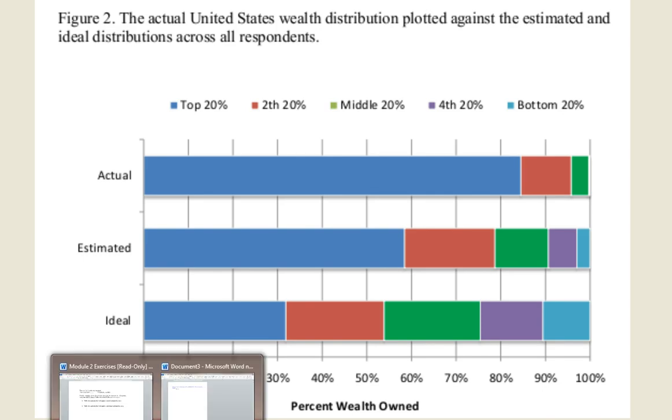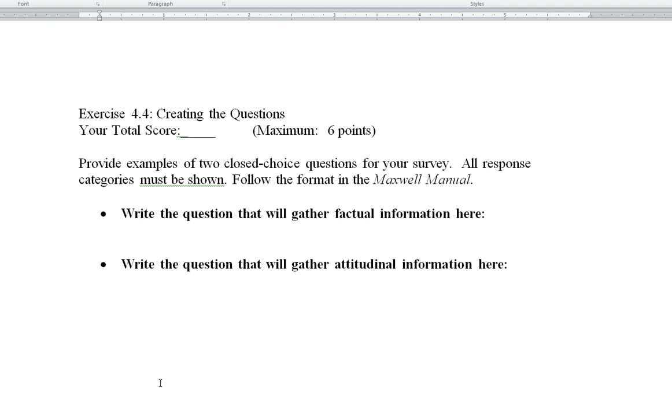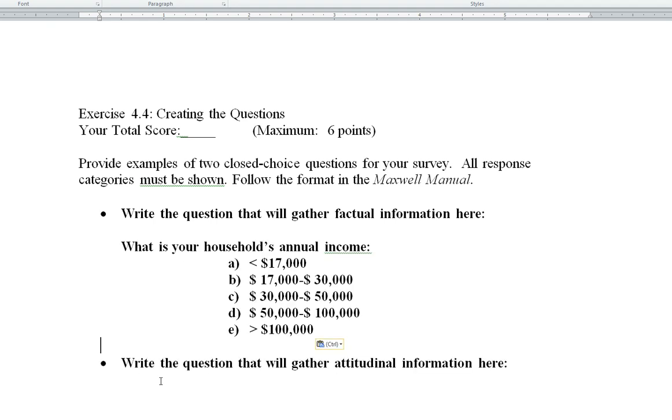But let's get back to our questions. Let's write a factual question. One basic thing is to get demographic data, to collect factual information about your respondent. For example, we might want to know how wealthy they are. So this would be an example of a simple factual question: What is your household's annual income? A, less than $17,000, which would mean below the poverty line. B, $17,000 to $30,000, C, $30,000 to $50,000. $50,000 is about the average for the United States. D, $50,000 to $100,000, and then E, over $100,000. This is closed choice factual information.